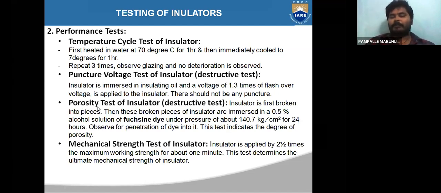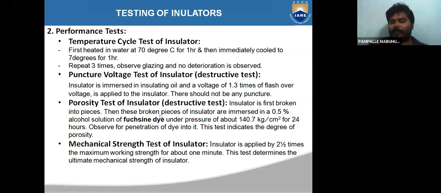Another method is the porosity test. As I said, there should not be any pores on the insulator, so now you have to test for these pores. For this test, from all the manufactured insulators, you have to select one insulator and break that insulator into pieces.